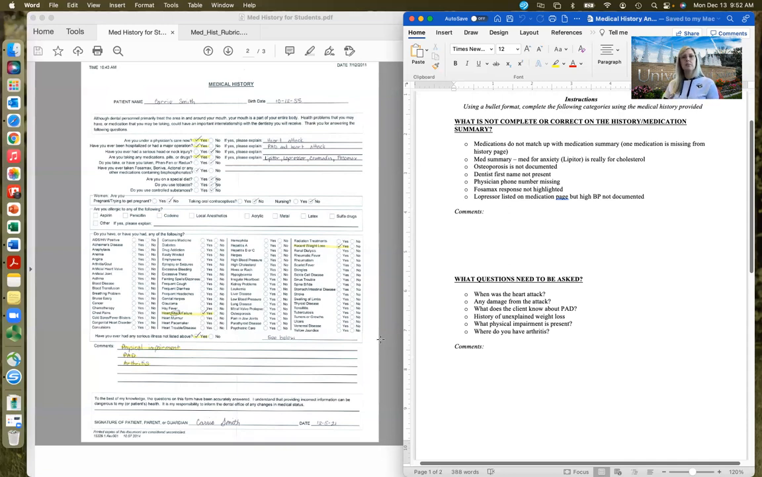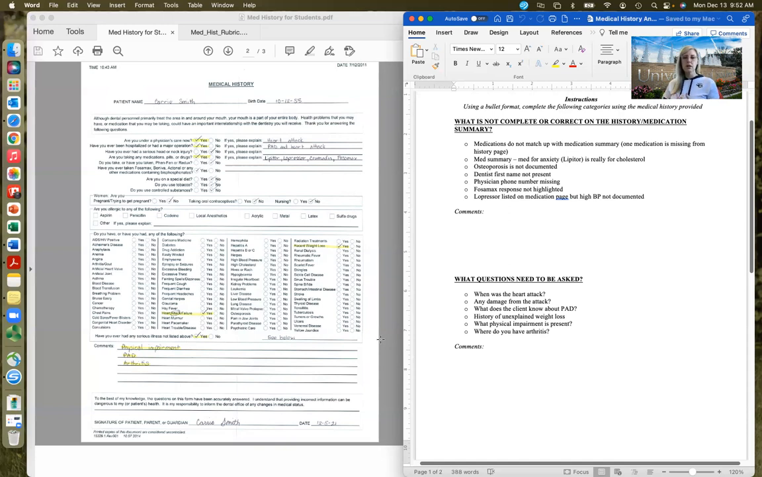Is this particular condition a condition that can be reversed? Is it a condition that they will live with forever? How is it affecting their current day-to-day health? Okay, so a lot of things that we want to ask.